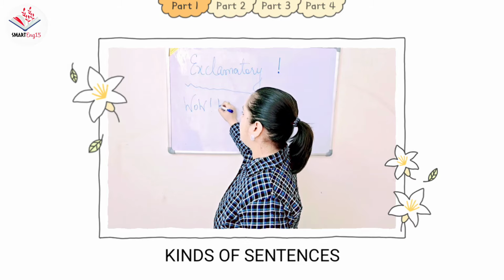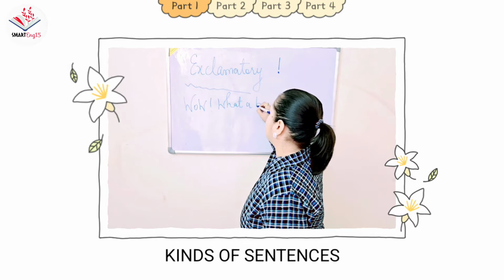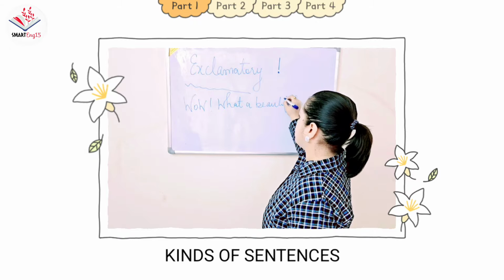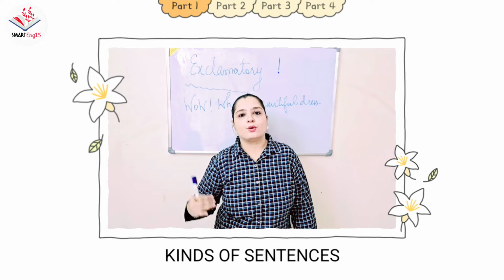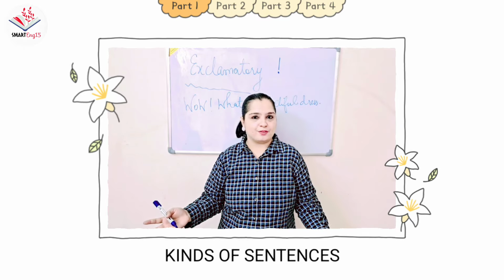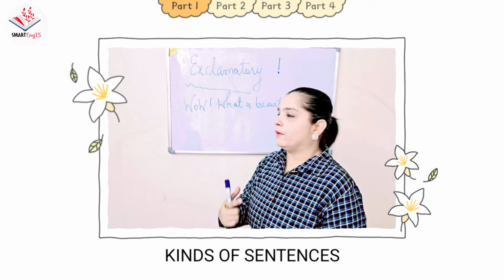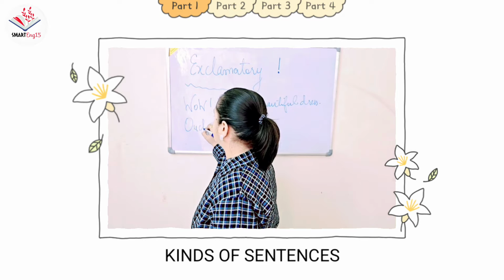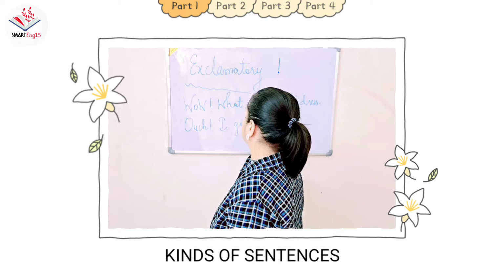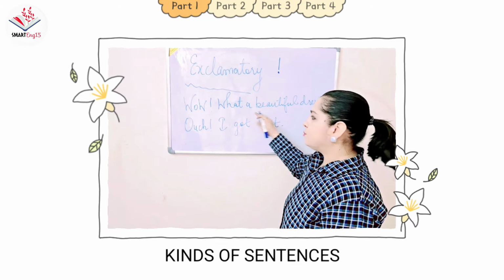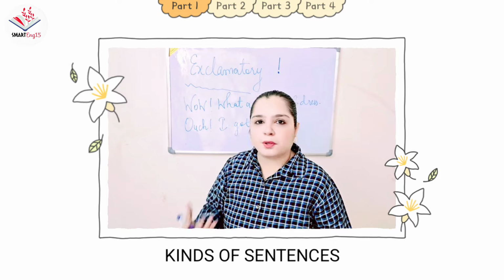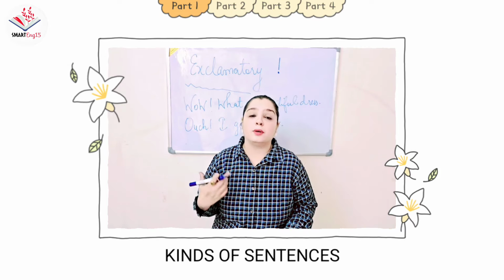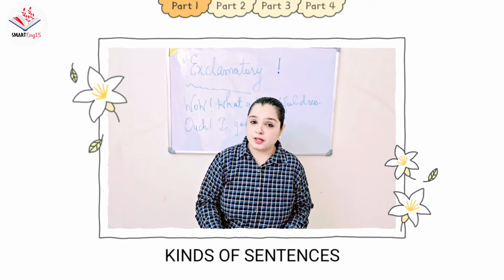Wow, what a beautiful dress. So if you can see in this sentence, it shows a very strong emotion towards the dress. Wow, what a beautiful dress, right? Let us talk about another emotion. Ouch, I got hurt. Now if you see, this emotion is totally different from this. Now I am feeling hurt. Ouch, I got hurt. So through my expressions, anybody can understand and anybody can feel that I am hurt. Alright, and if you can see, I have added exclamation mark also here.